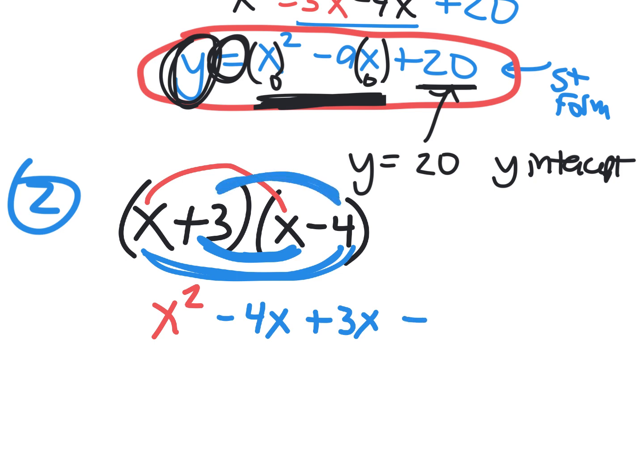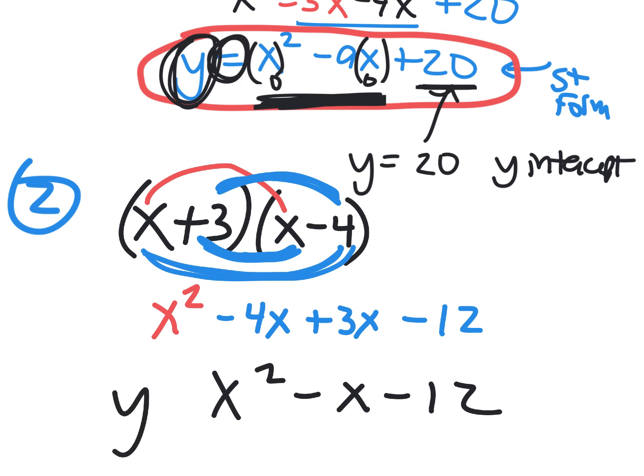It would just be negative 12. Correct. Nice job. X squared minus x minus 12. That is called standard form. And I, again, didn't know that you guys hadn't seen this in a long time, apparently.